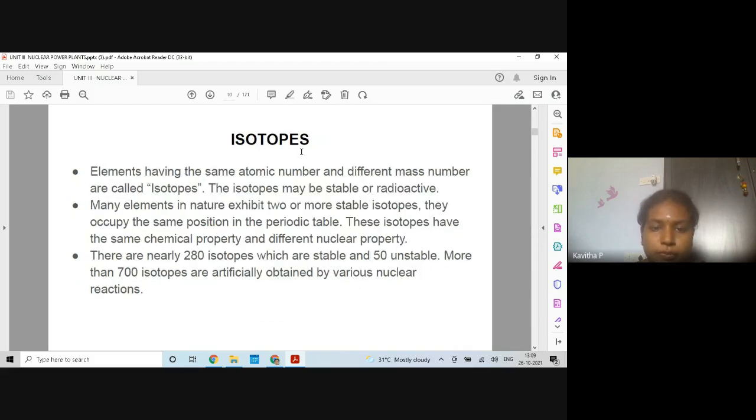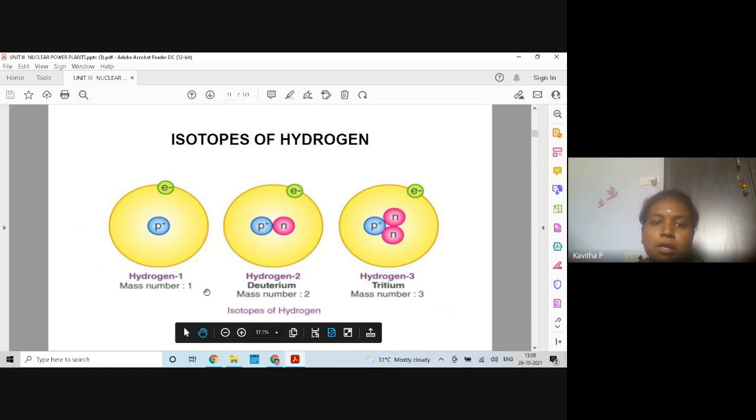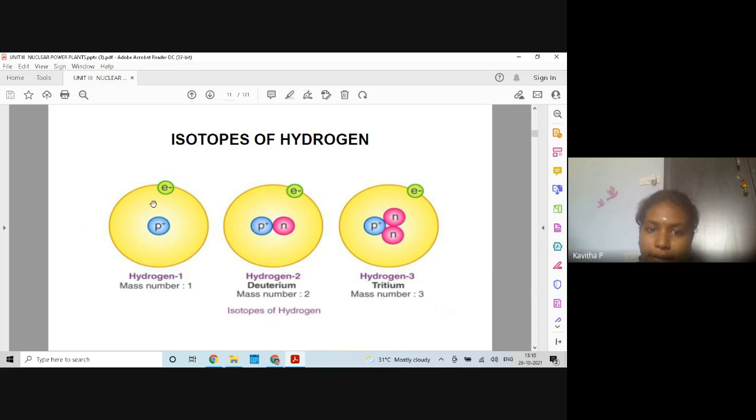Next, isotopes. For example, this is the isotope of hydrogen. What does this denote is 1H1, 1H2 and 1H3. So in 1H1 hydrogen, we have one proton and one electron. In 1H2 hydrogen, we will have one proton, one neutron and one electron. In 1H3, we will have one proton, one electron and two neutrons.